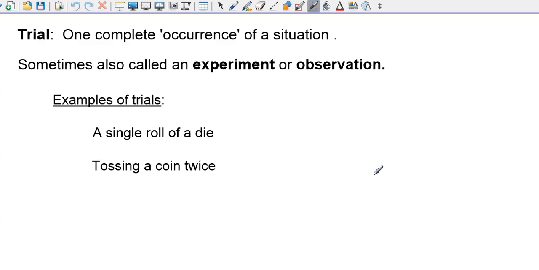Okay, some words. The word trial, we'll use that to mean one complete occurrence of a situation. Sometimes some books call this an experiment or an observation. An example of a trial would be a single roll of a die, or tossing a coin twice. Even though we toss the coin twice, the experiment might be about what happens when we toss a coin twice, so doing both tosses is considered one trial.